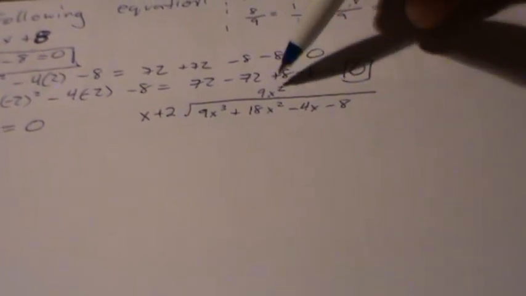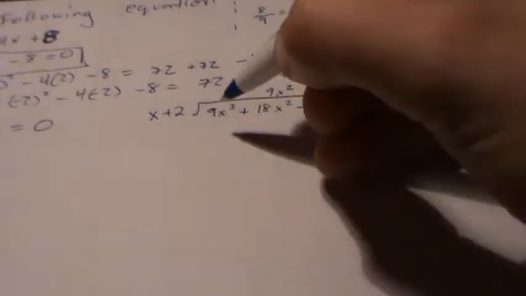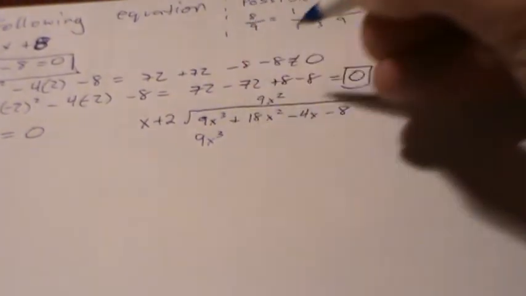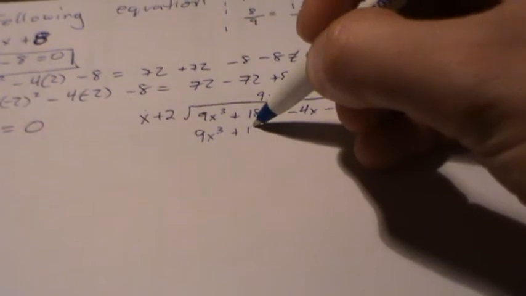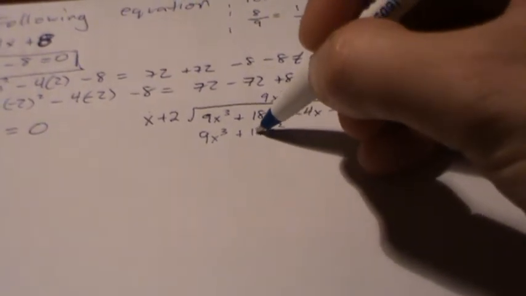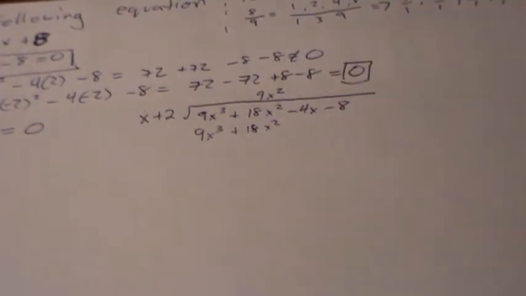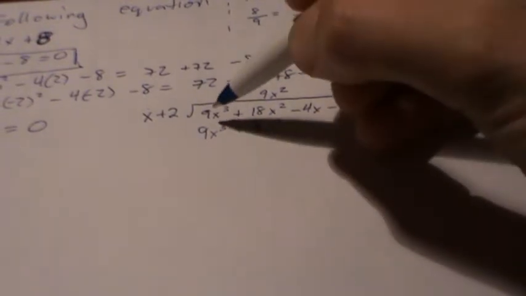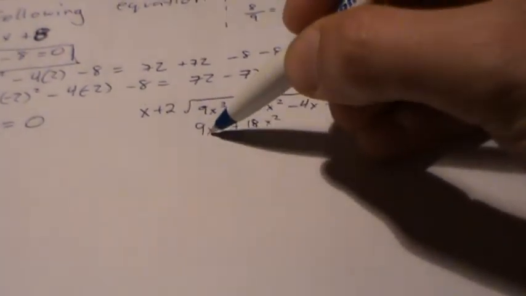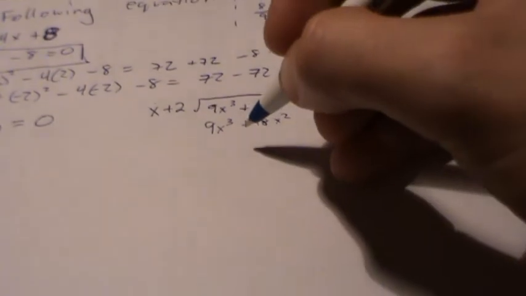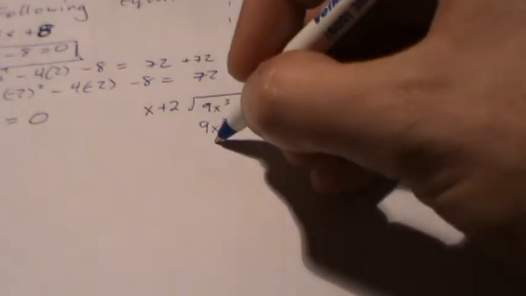Okay, so the 9x squared times x is a 9x to the third. 9x squared times 2 is 18x squared. Ooh, look at this. This one looks pretty fun. Now I subtract. If I subtract here, I get 0 and 0 here. Sorry, somebody's driving outside, so that's 0 and 0.